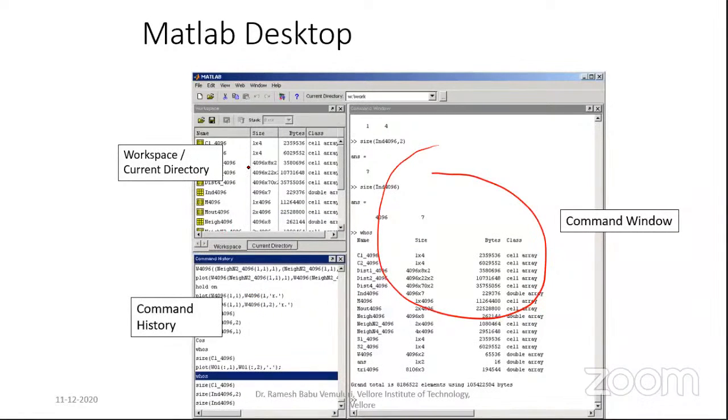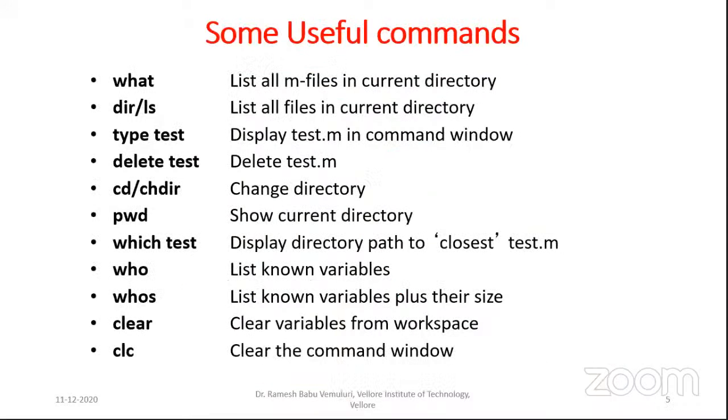Here the current directory is also there, otherwise the workspace will be there. Both will be available here. So this is the workspace they are using now. Then we can use the current directory where the file names will be available. Files will appear. And there are some useful commands. If you give ls, a list of M files in the current directory will be shown, and dir means the current directory. That list will be shown to you.